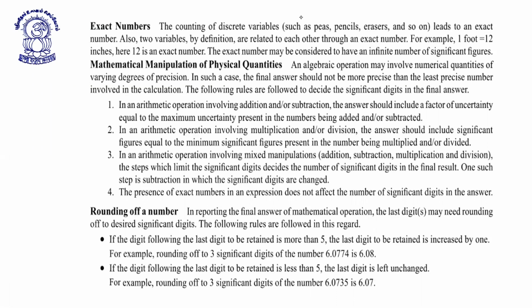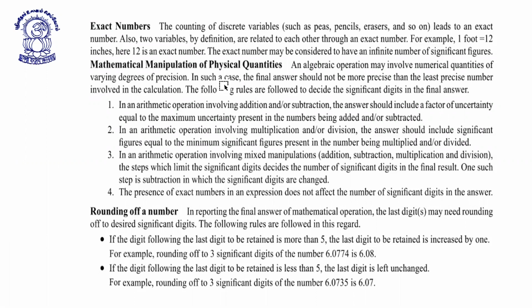Now, the counting of discrete variables such as pencils, erasers, and so on leads to an exact number. For example, if you say how many pencils you have, you'll say 1, 2, 3, 4, and so on. Also, two variables by definition are related to each other to an exact number. For example, 1 foot is equal to 12 inches. This is also an exact number. The exact number may be considered to have infinite number of significant figures.